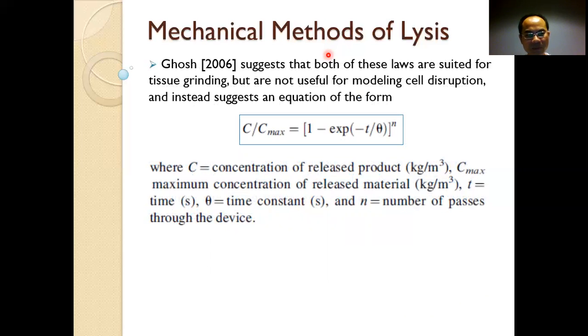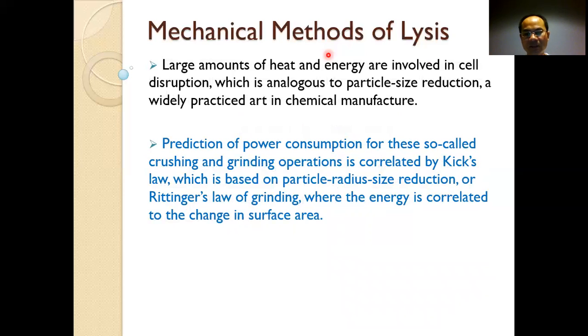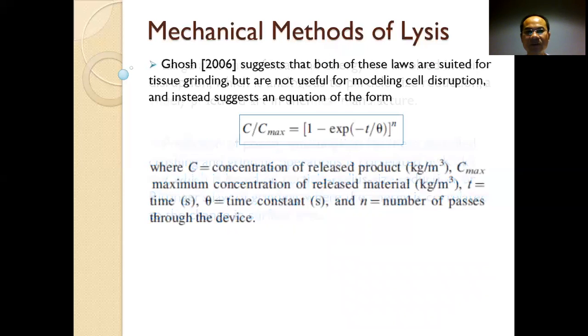Some researchers suggest that these laws are suitable for tissue grinding. Hicks law can be applied for tissue grinding, but is not useful for modeling cell disruption. Instead, they suggest an equation of a different form: C divided by C max equals 1 minus exponential of minus (t divided by zeta) all to the power n.